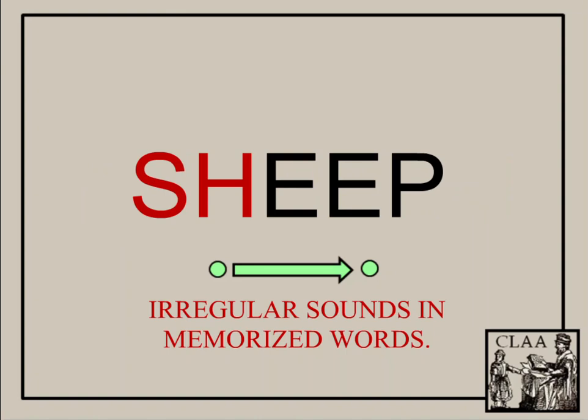In this word, we find the digraph SH. Normally, the sound of the English letter S is S. The letter H will aspirate that sound and make the sound sh. Let's read this word together. Sheep, sheep.